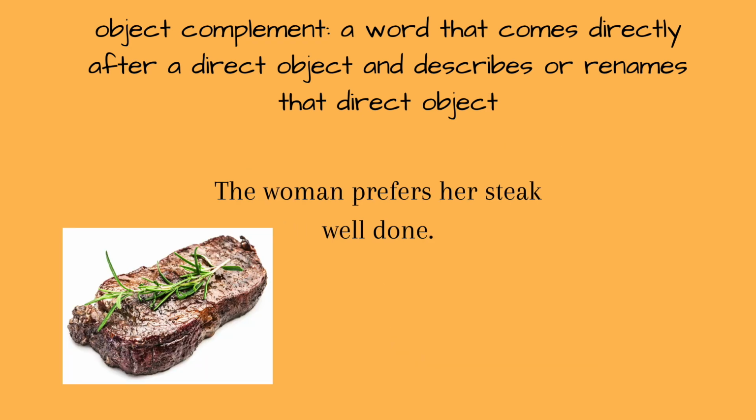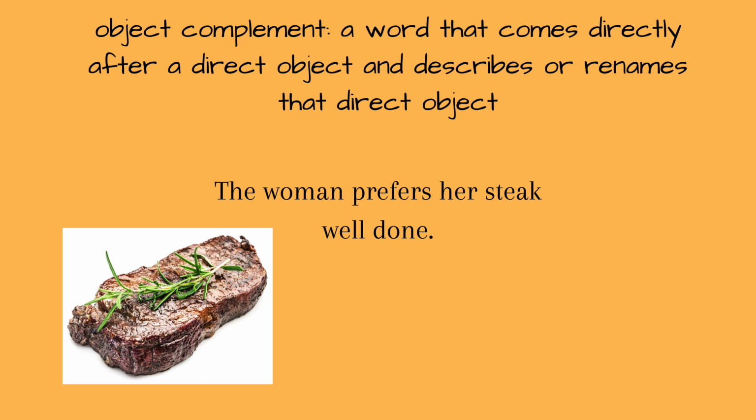The woman prefers her steak well done. And again, it is easiest to identify the object complement of a sentence by identifying the subject and direct object first. And of course, not all sentences have a direct object, and not all sentences have an object complement. But we are going to be looking at sentences with object complements, obviously.